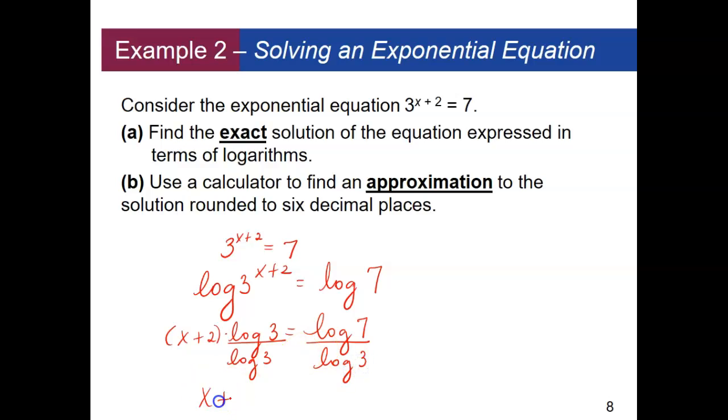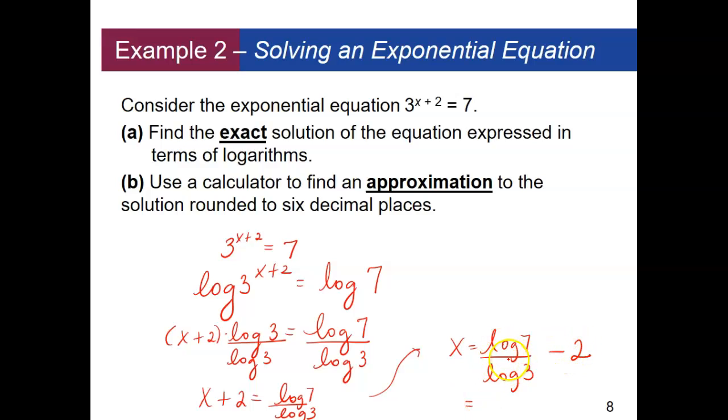So I have x plus 2 equals log of 7 divided by the log of 3. So again, if I'm trying to get x by itself, I'm going to subtract this 2. So I'm going to have log of 7 divided by the log of 3, and then I'm going to subtract 2 from that. This 2 does not get combined with the 7 and the 3. It's completely separate.